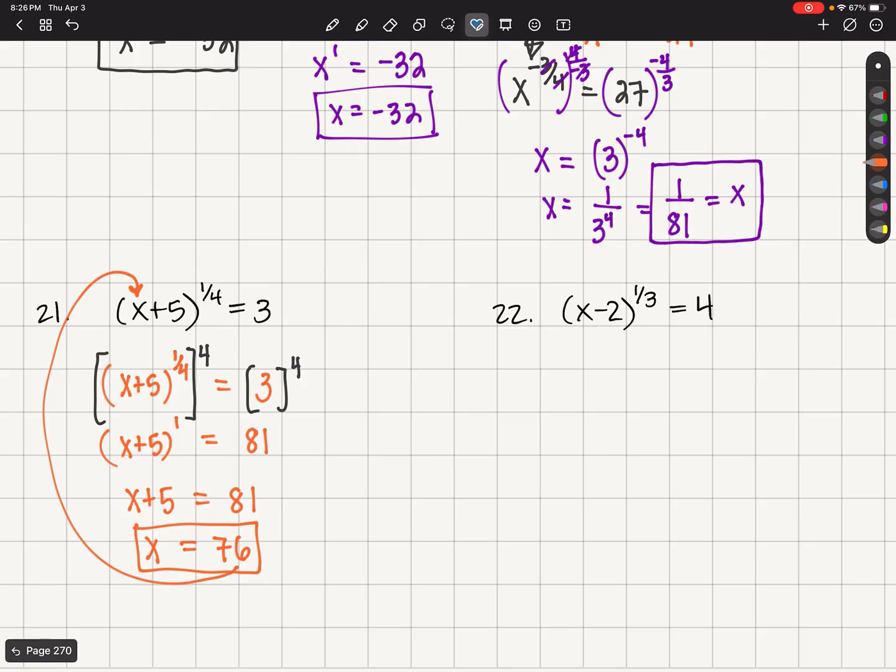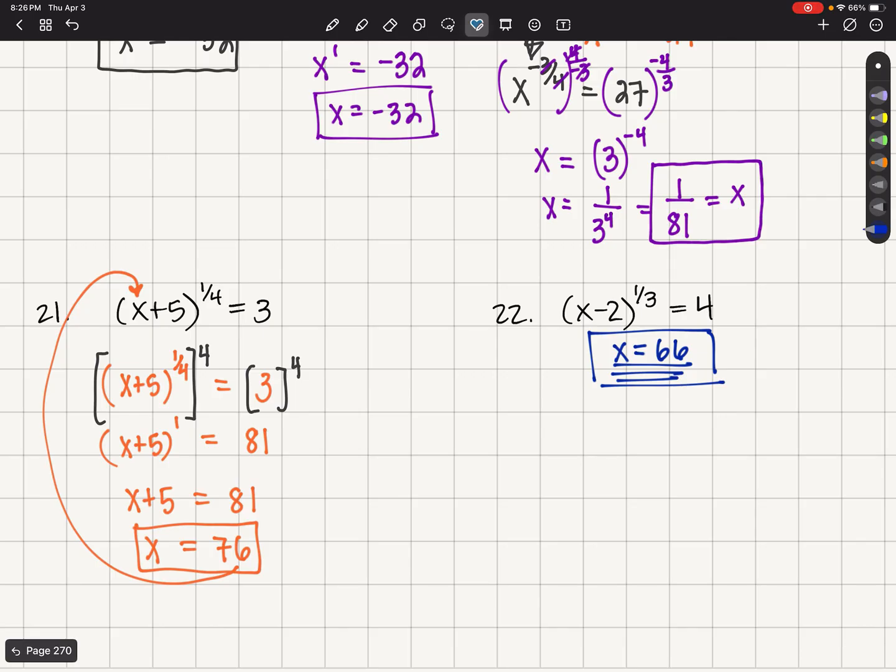Okay, you try number 22, and then come on back, and I'm just going to give you the answer, and if you've got it, then you know you've got it. Okay, if you're back and you got x equals 66, give yourself a pat on the back.